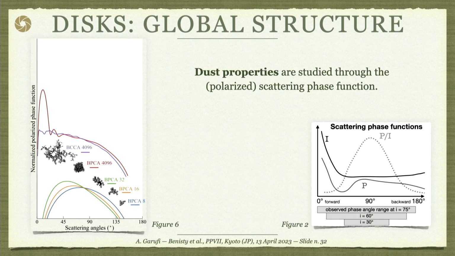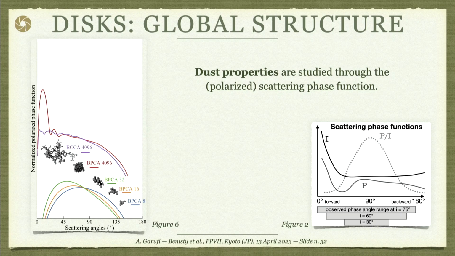Back to the characterization of dust grains from the disk surface, what we can do is constrain it through the scattering phase function. Remember, how many photons we have per incident angle. So what we can do is a simulation of this, depending on the different grains that we have at the surface.